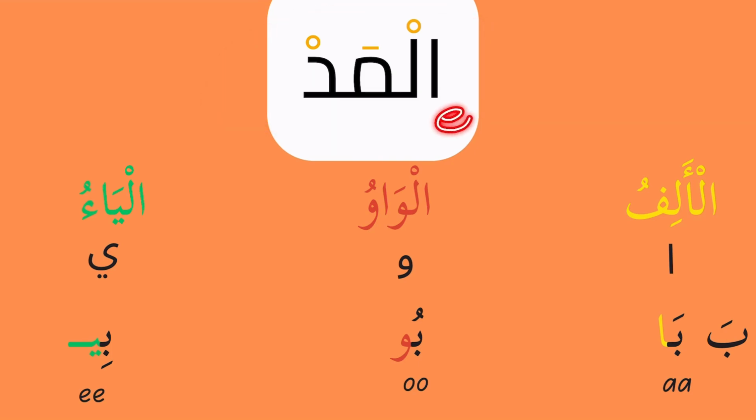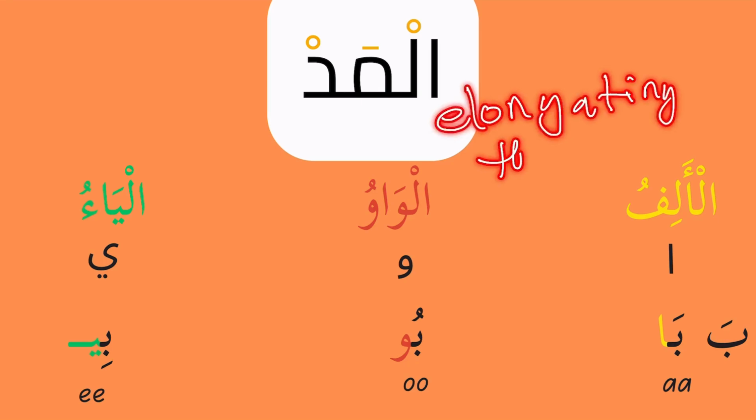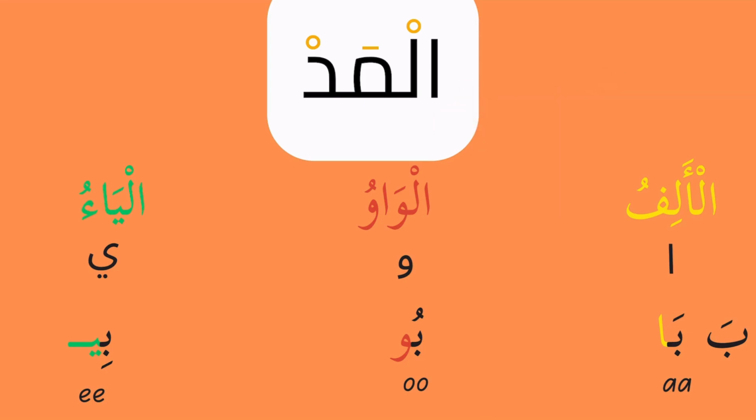Al-mad is elongating the sound of a harf or letter. So what this means, we take the harf and either we can say ah or oo or e. We have three huruf, or three letters, that we use to elongate: alif, waw, ya.